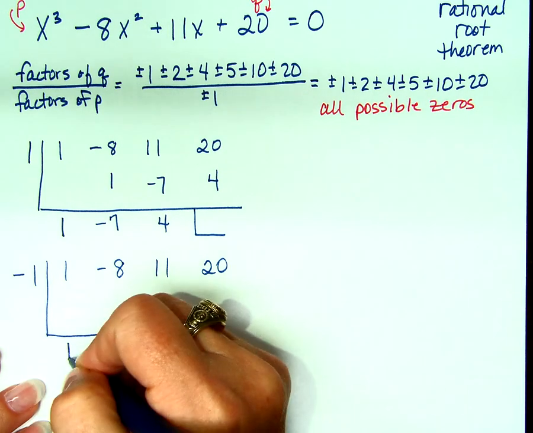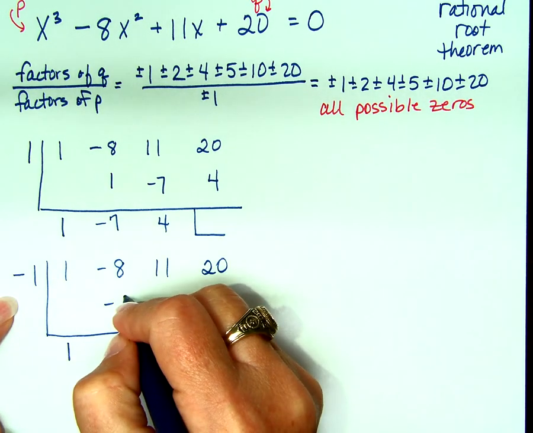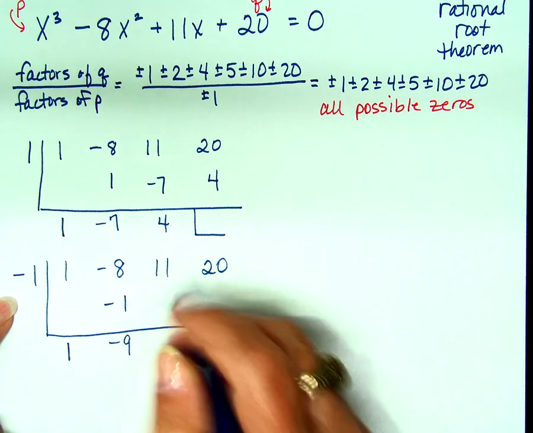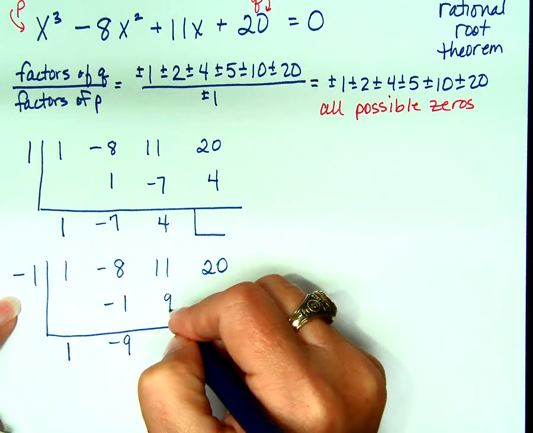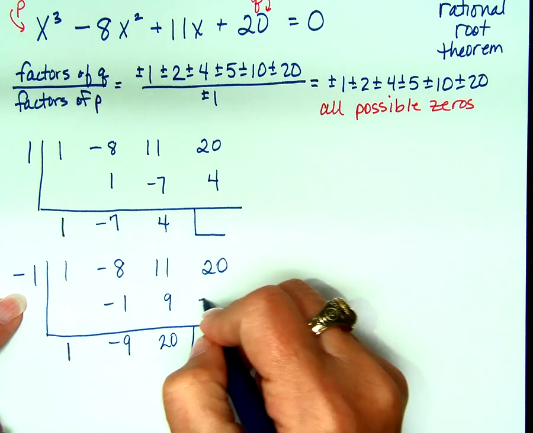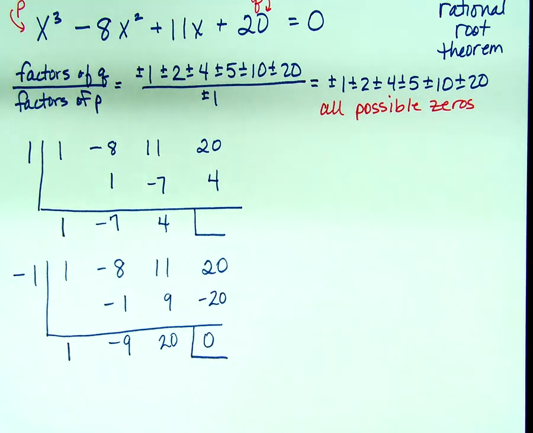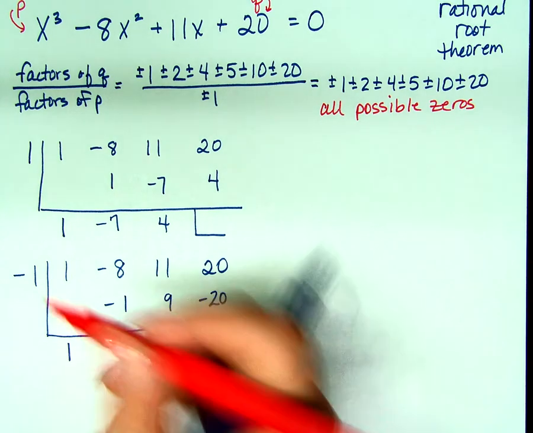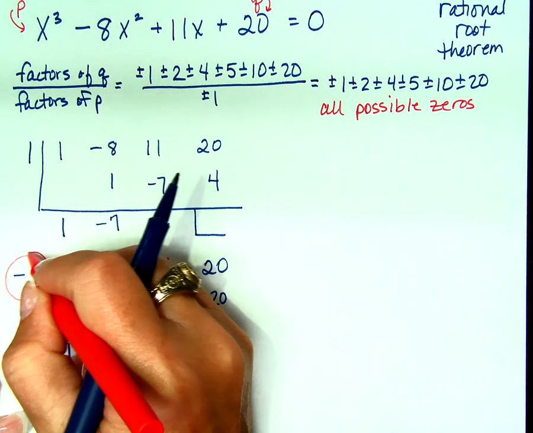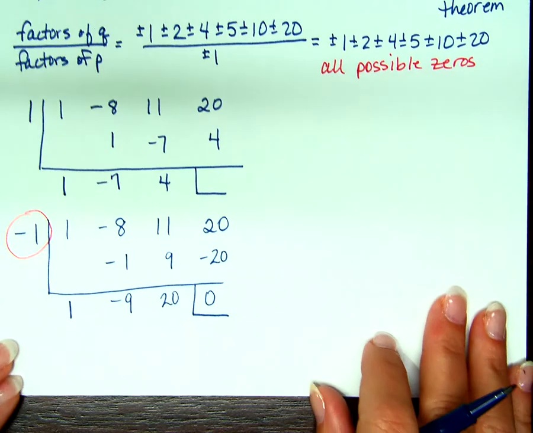Bring down the 1. Multiply. Write it here. Add. Multiply. Write it here. Add. Multiply. Ooh. What did I just find? I found my first 0. My first 0 is negative 1. Does everybody understand that?